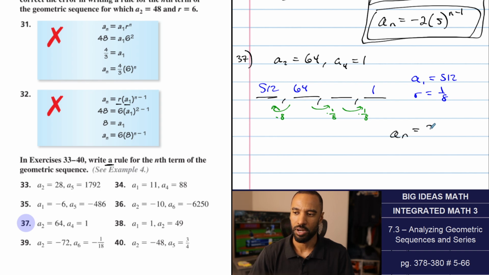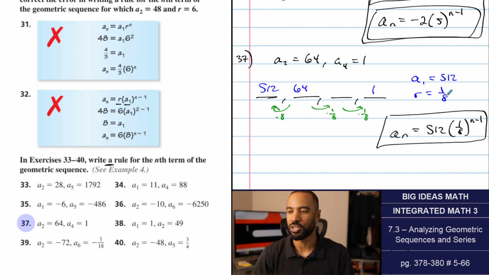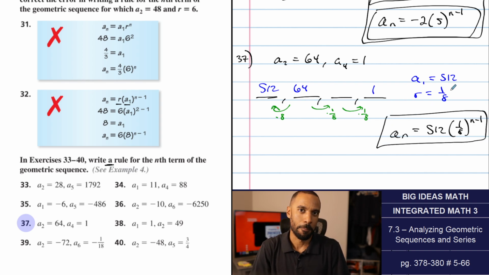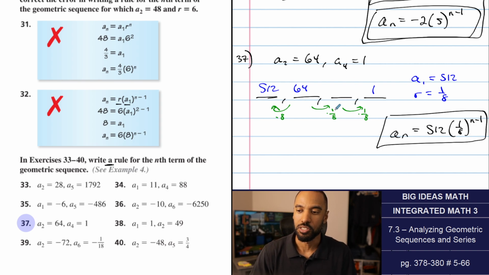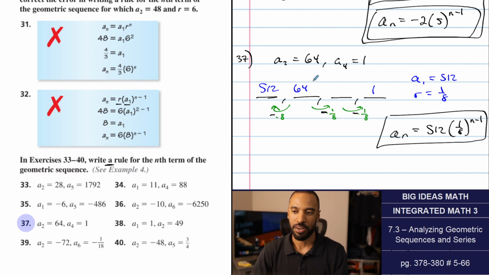Your rule: a sub n equals 512 times 1/8 to the n minus 1 power. You know what I left out, though? This is an answer. Is it the only answer? No. Because these could have been negative 1/8. Therefore, this could have been a negative 8 for negative 512.